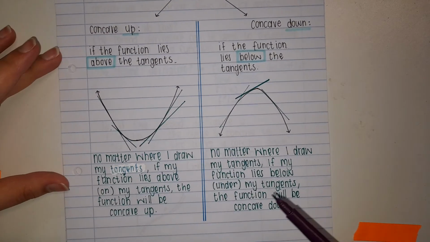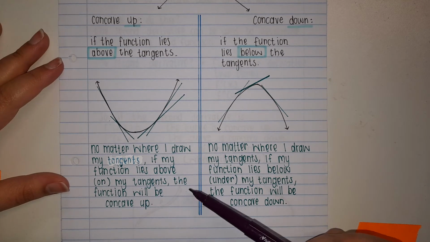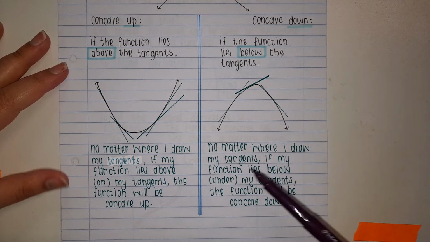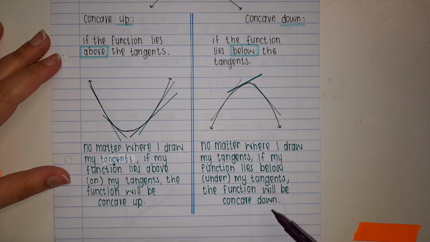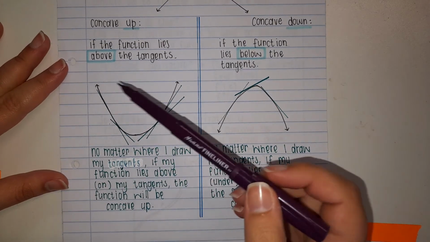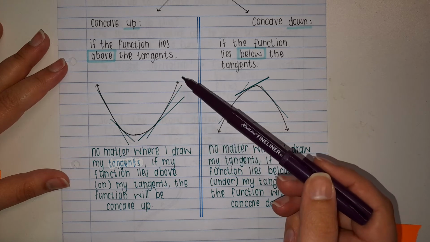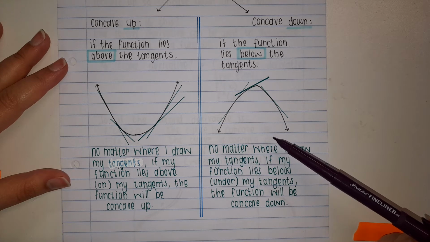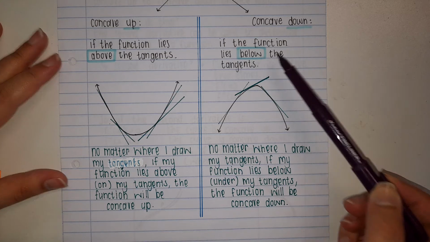No matter where I draw my tangents, if my function lies above my tangent, the function will be concave up. And on the other hand, no matter where I draw my tangent, if my function lies below or under my tangent, the function will be concave down. So a smiley face parabola will always be concave up, above the tangents. And a frowny face, a sad face, would be below my tangent, concave down.